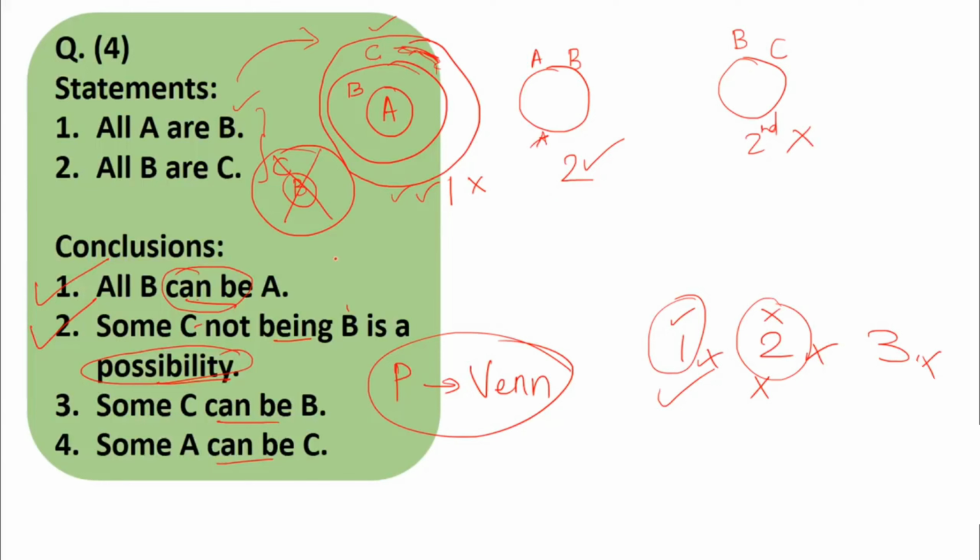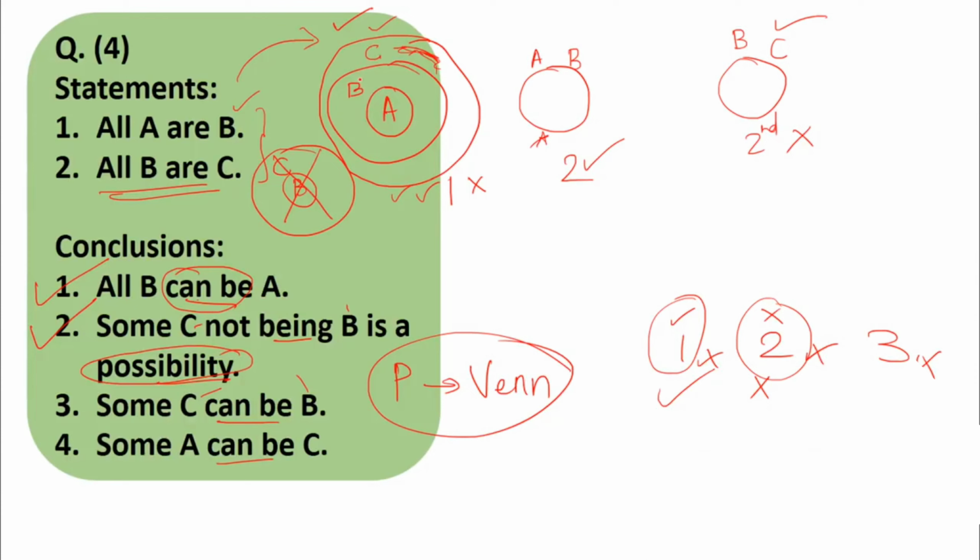Okay, let's move on to the third conclusion. Some C can be B. Now again the relation between C and B is given. The C and B relation we have already drawn over here. All the B are C. From here we already drew the relation. We drew one possible diagram, and we have also drawn the second possible diagram.